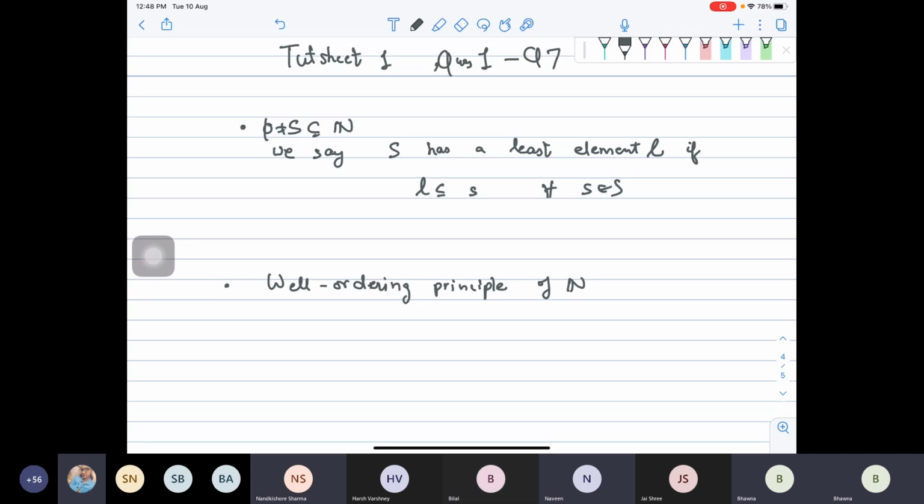Yes, ma'am. The well ordering principle actually says that this least element will always exist. And this least element is unique. If L exists, then L is always unique.